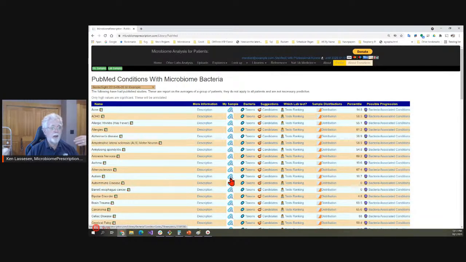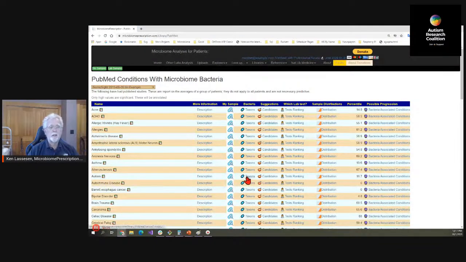Here, if you have your own sample, is how you compare your sample to what is in the literature; the actual bacteria being reported, candidates for what may correct the microbiome; test ranking, if you're looking at what tests to do; and distribution, which indicates how far or close you are to the definitions from the literature. I'll come back to all of that later.